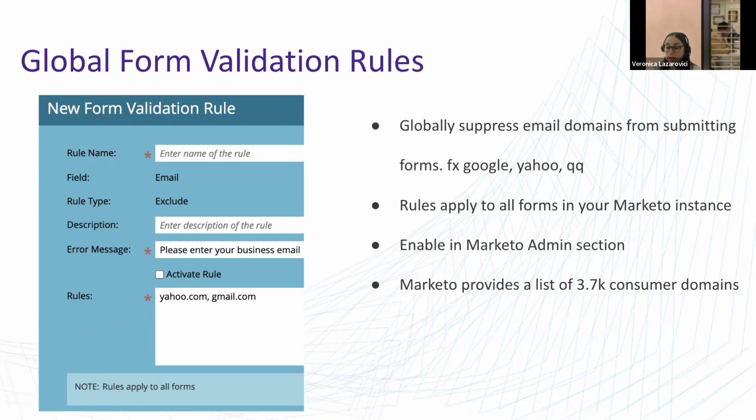Marketo is providing a list of 3,700 consumer domains in a standard inactive rule like this. You can use that if you want to block all consumer emails, or create your own and use only some of it. But definitely this is available in all instances and you should be able to find it in your admin section.